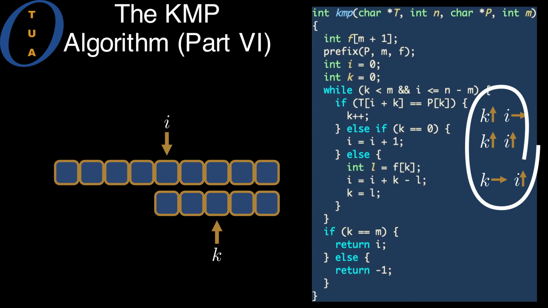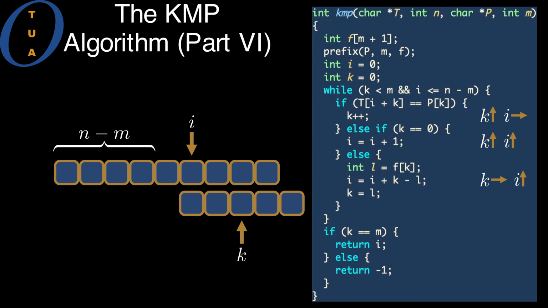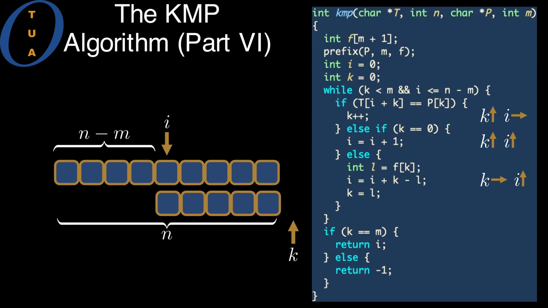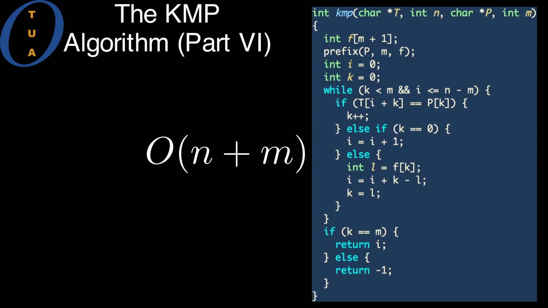To summarize, independently of which of the three cases we enter, the screen position of at least one of the two indices increases strictly, and the screen position of the other index does not decrease. The screen position of i can only go as far as n minus m, because after this position there are no more valid offsets. The screen position of index k can only take n steps to the right before the pattern reaches an invalid offset. So there are at most n minus m plus n iterations of the while loop, which is big O of n plus m. It follows that the running time of the algorithm in the worst case is big O of n plus m, which is linear in the size of the input.